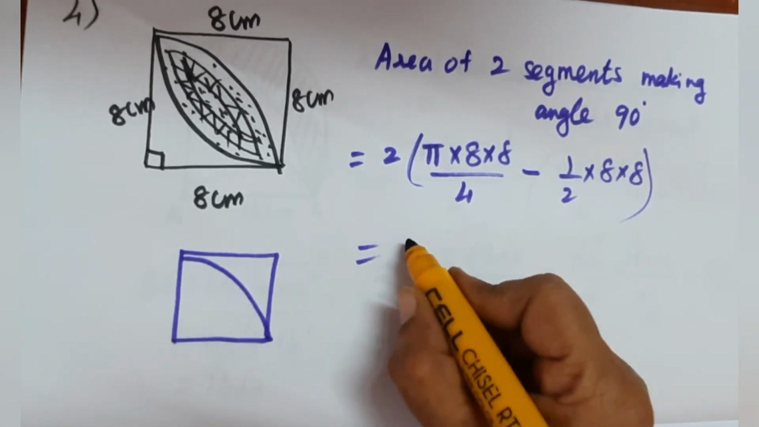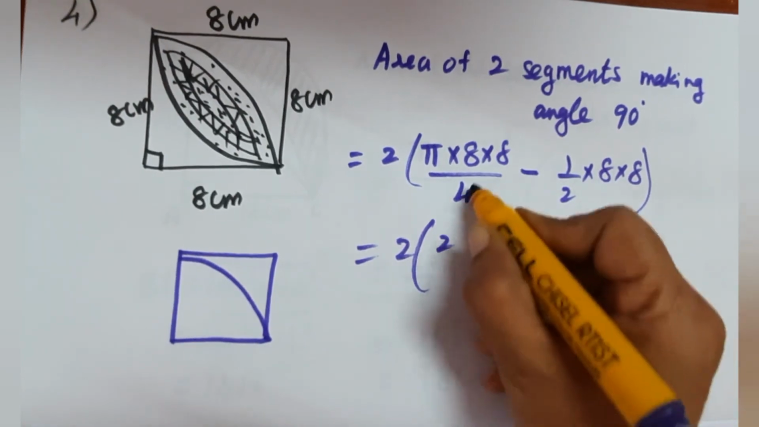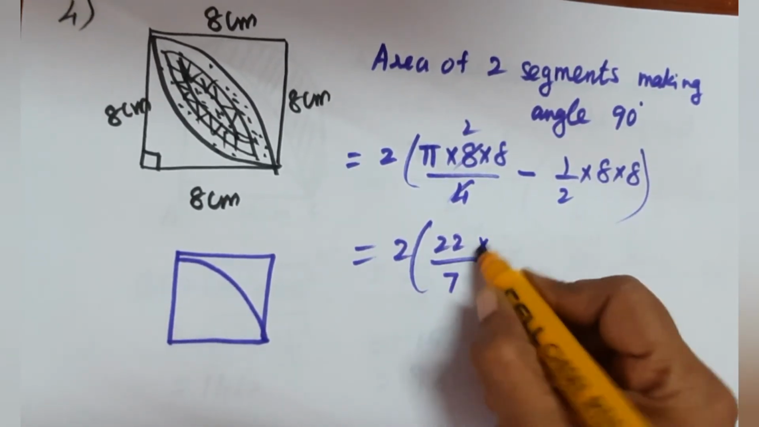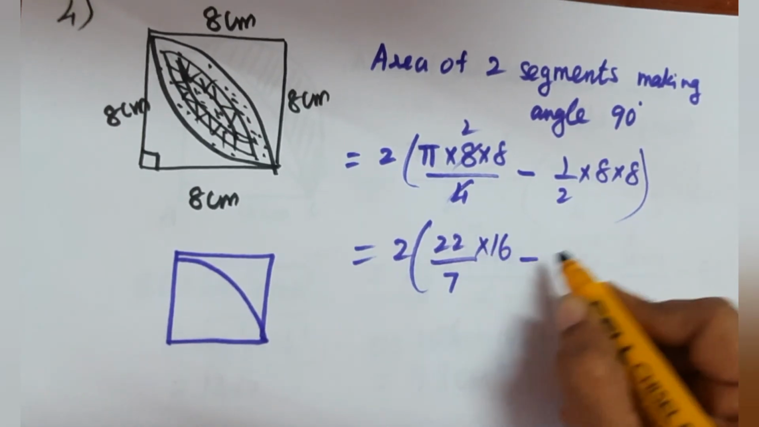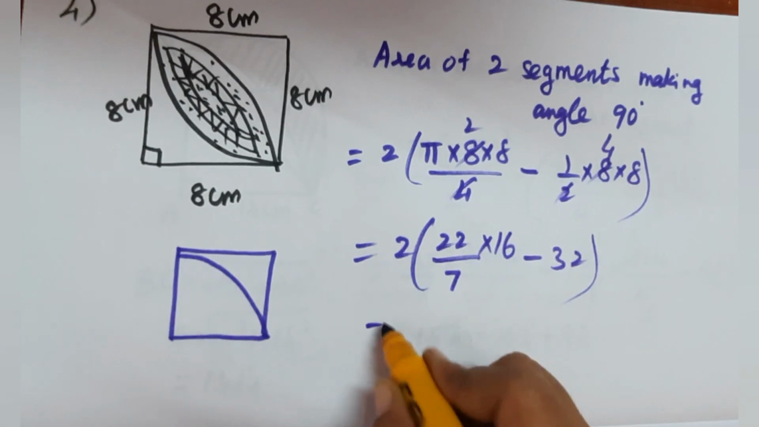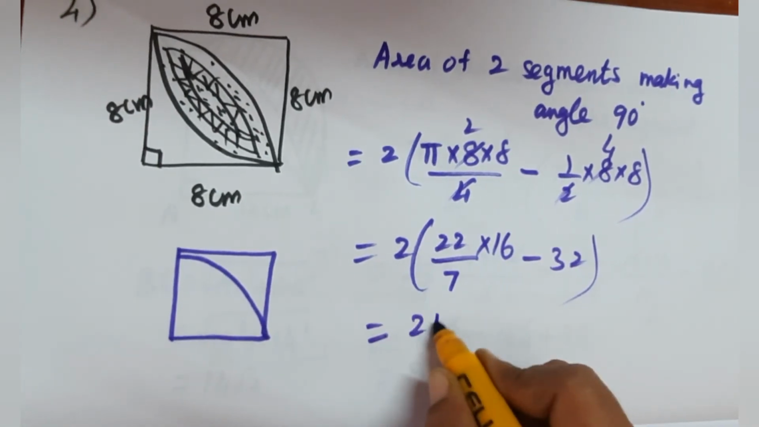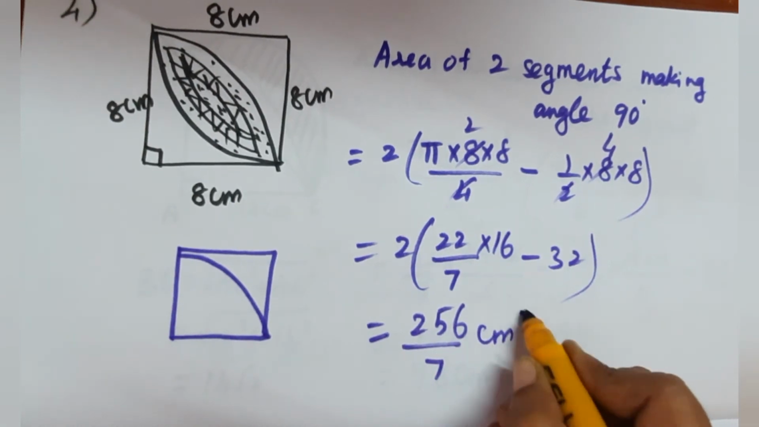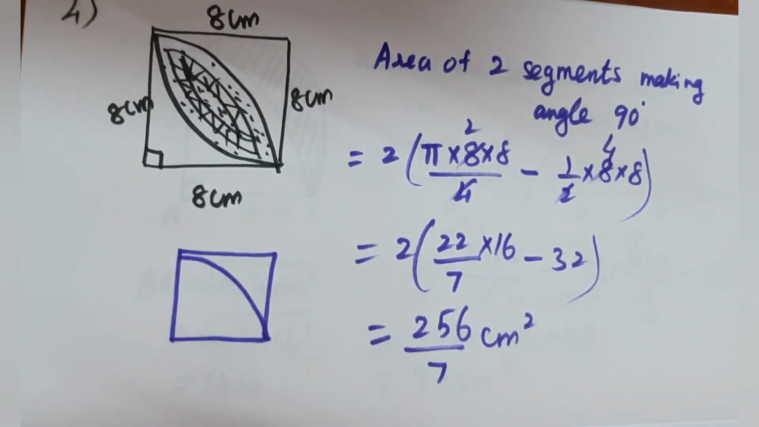That is equal to 2 bracket 22 by 7 into 16 minus 32. Once we simplify, we are getting the answer as 256 by 7 centimeter square.